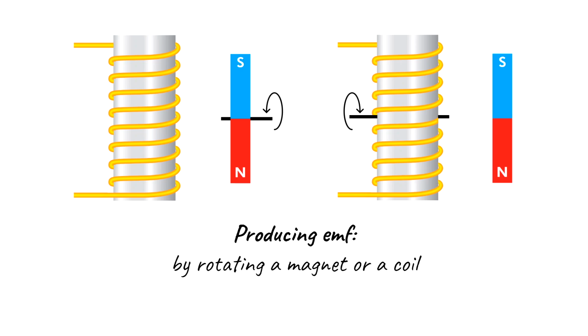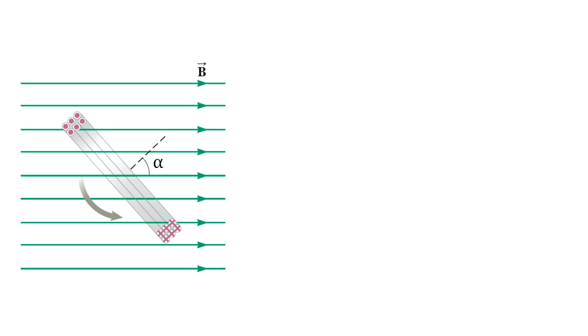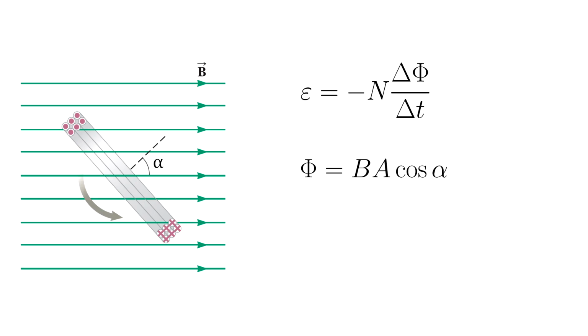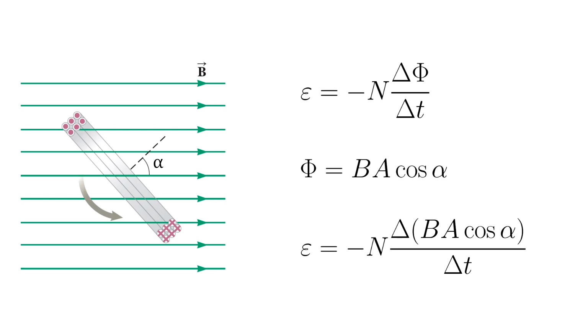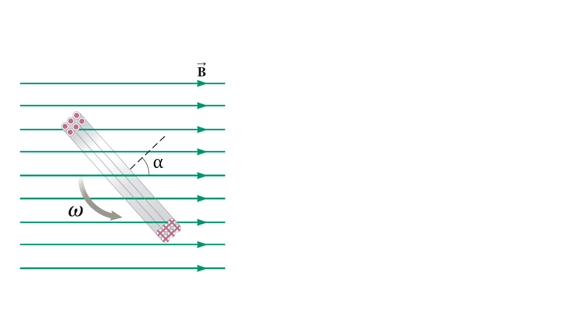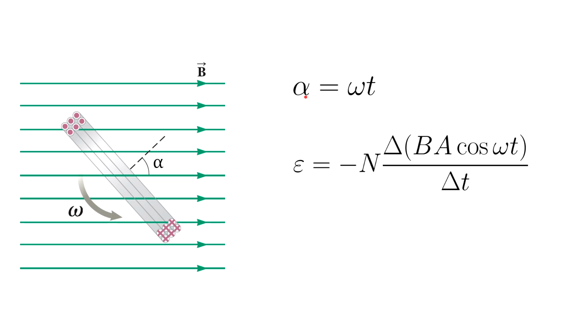The rotation of a loop of wire causes a change in magnetic flux, which in turn induces an EMF and current. Basically, the induced EMF in an electric generator can be found using Faraday's law of induction. Here is Faraday's law, and instead of magnetic flux we put the expression B times A times cosine alpha. Alpha is the angle between the normal of the loop and the magnetic field lines, and it can be expressed as angular speed times time. If we substitute alpha with omega t, we get this expression.